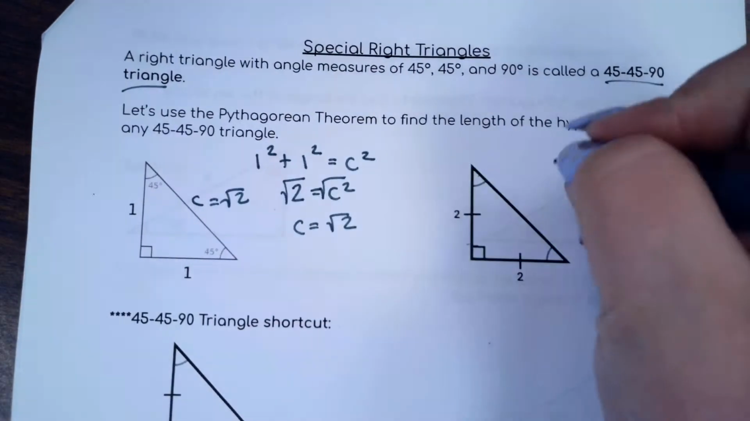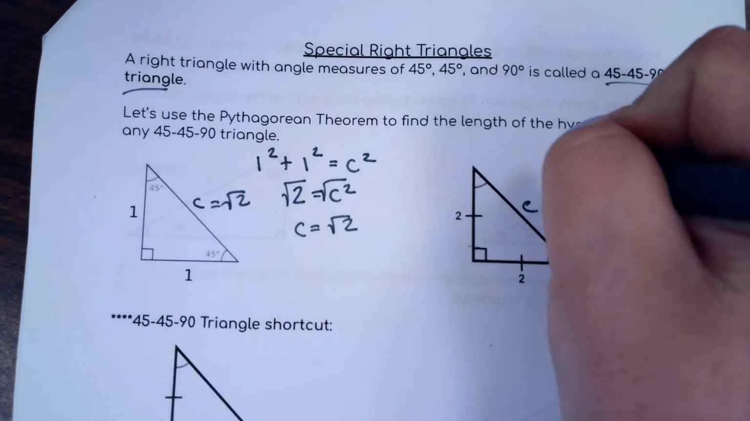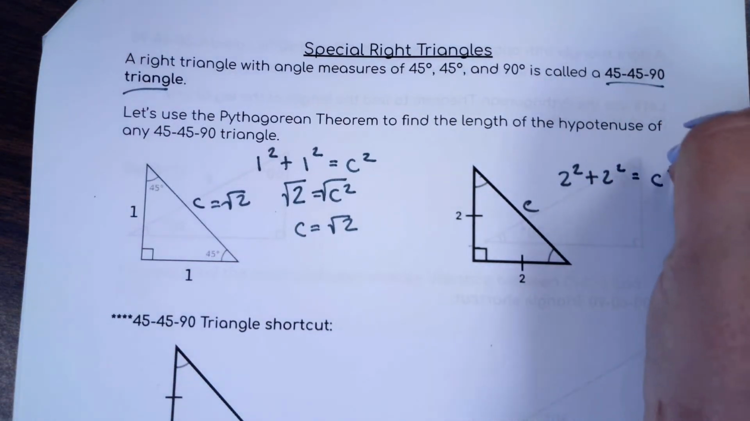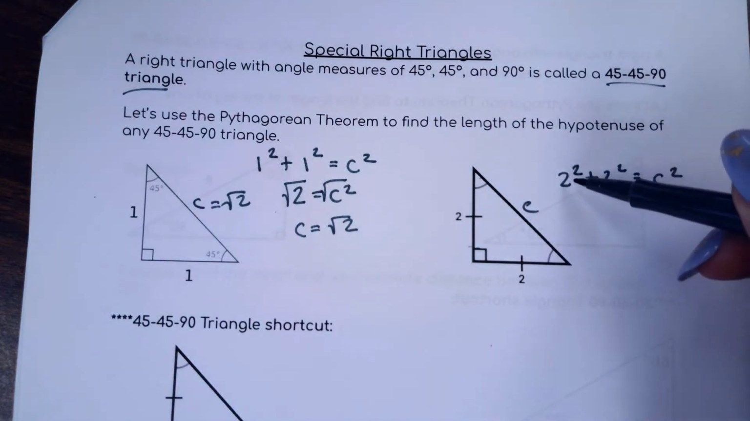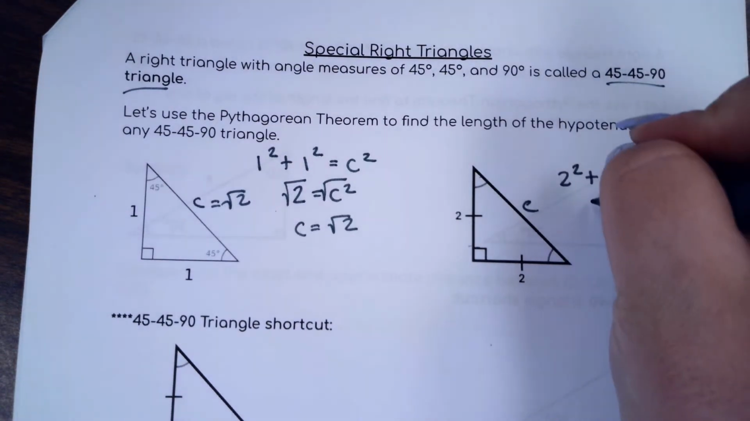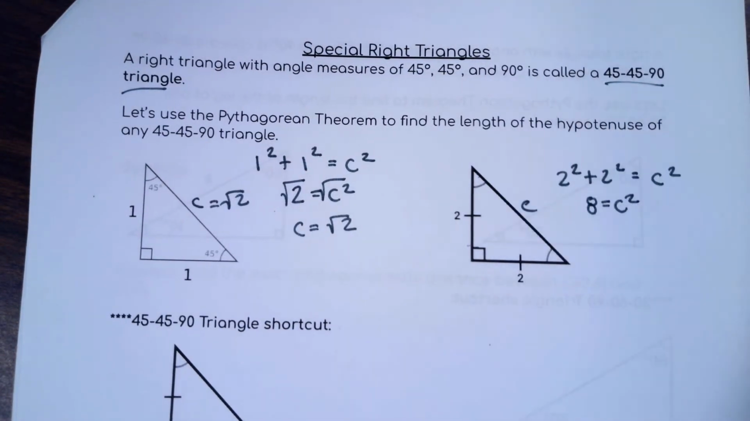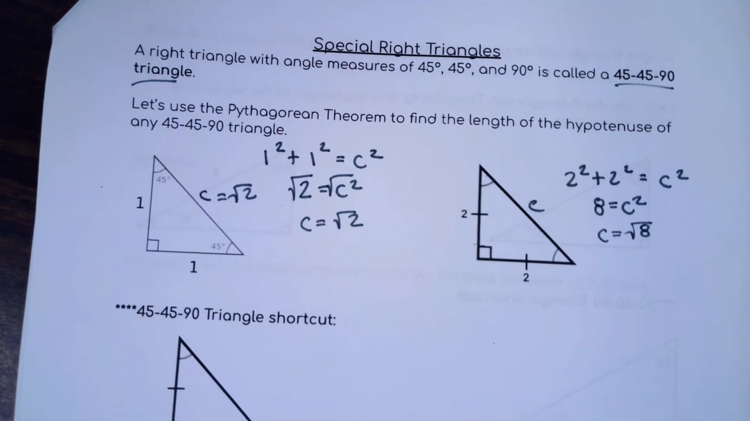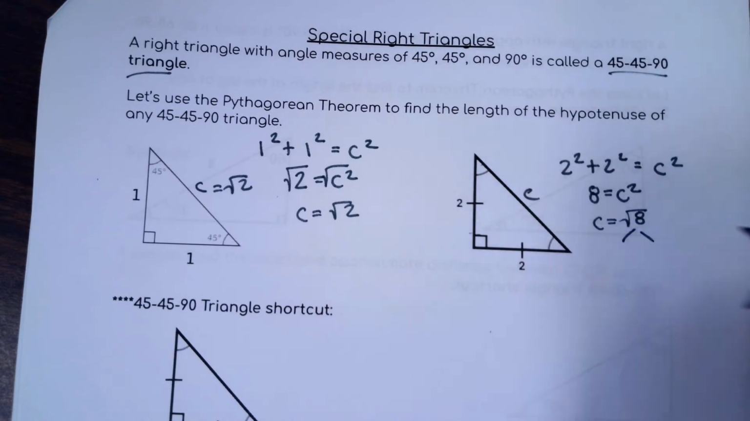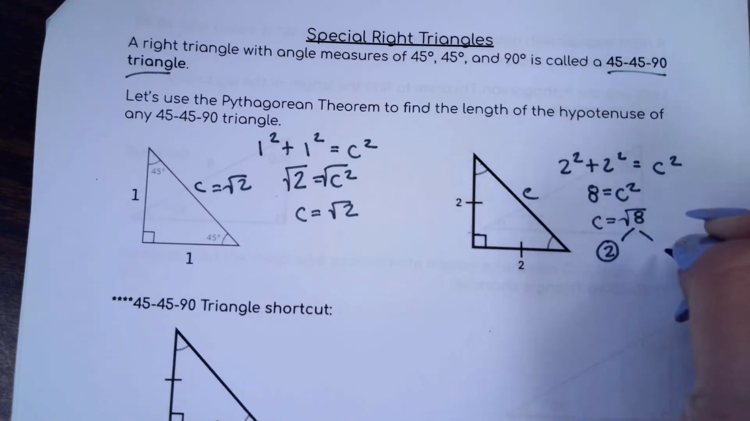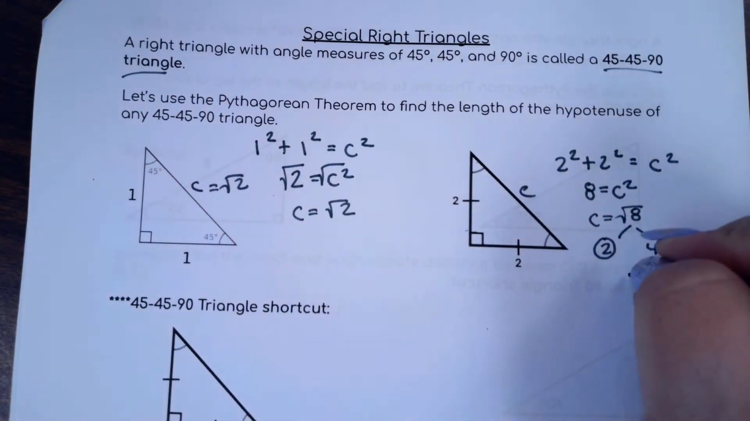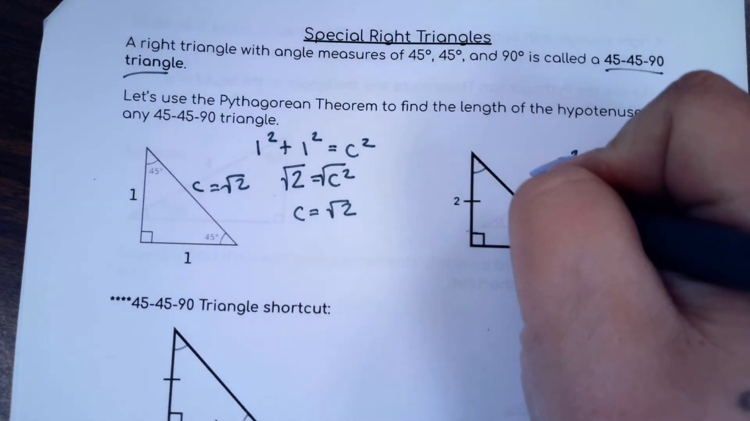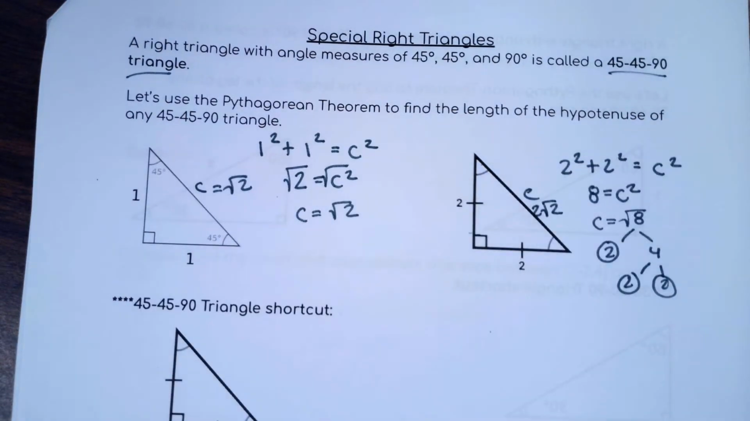So that would look like this if we were looking for c. 2 squared plus 2 squared equals c squared. 2 squared is 4, so 4 plus 4 gives us 8. So c equals the square root of 8. I want simplest radical form, so we have to simplify this. 2 and 4, 2 and 2. So c in this case would be 2 root 2.